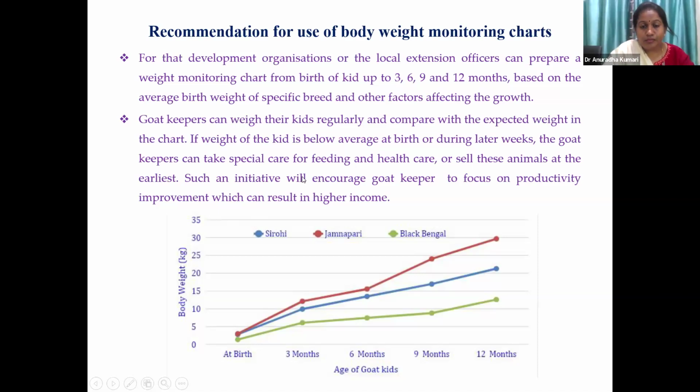Such an initiative helps to prevent kid mortality and also encourages the goatkeeper to focus on productive improvement, which helps to improve the income of the farmer also.